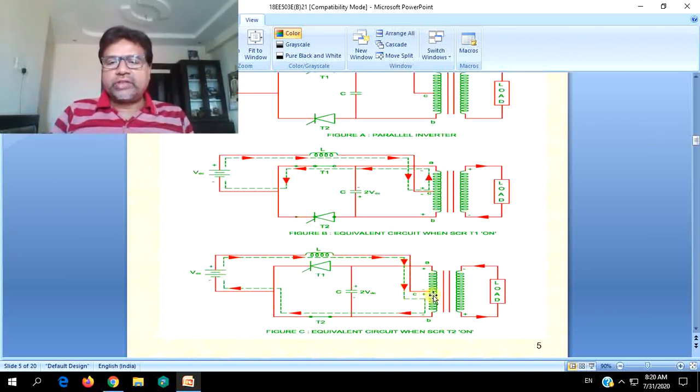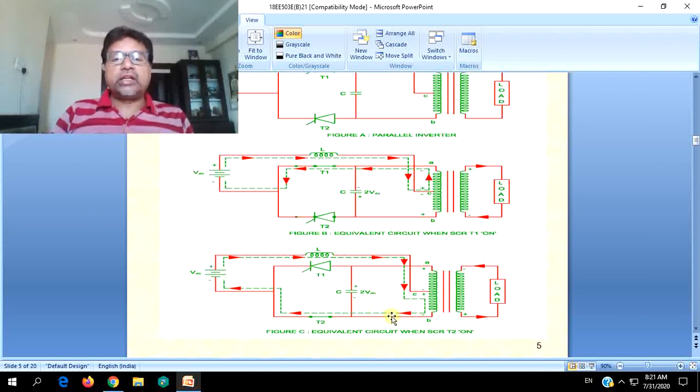Now follow the direction of arrows: point C, and the bottom half or lower half of the primary winding, point B, T2, and back to the source with the green dotted lines. So now the current flows only through the lower half of the primary but not in the upper half. But the total voltage induced in the primary will be again 2 VDC as in the previous case, but it will be in reverse. And with this again what happens is the capacitor gets charged in reverse.